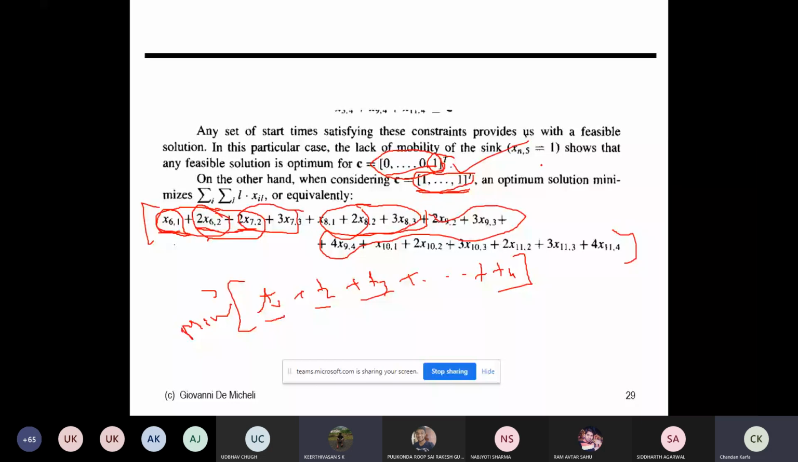Yes. So why are we considering C as 1 1 1? Our final motive is to find C as 0, 0, comma 1, like only 1 at the last, right? But why in the second case have we written all 1s?